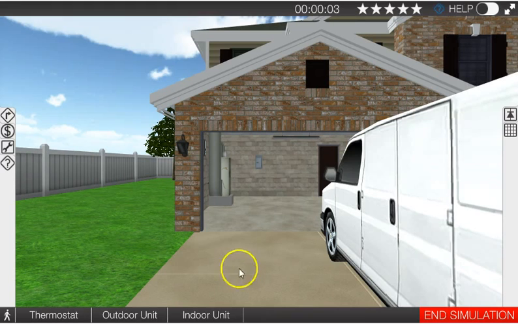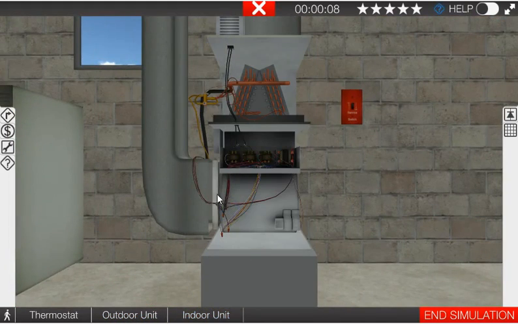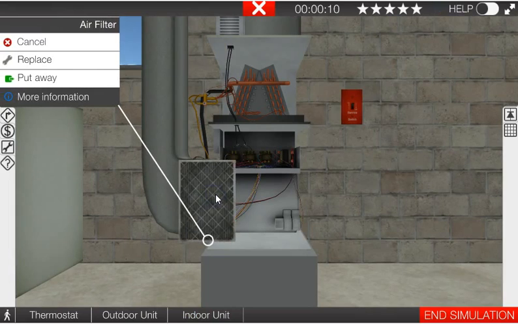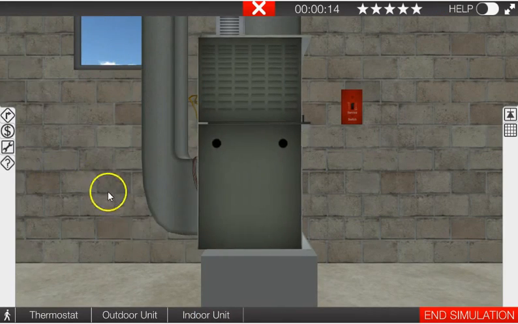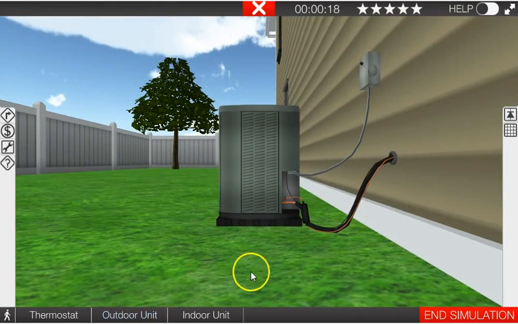So let's first pop into the indoor unit and let's take a look at that filter. Just so you can see, it is all dirty. We'll put it away, put the cover back on. Let's run out to the outdoor unit and see if the system is running. I don't see anything going on there.